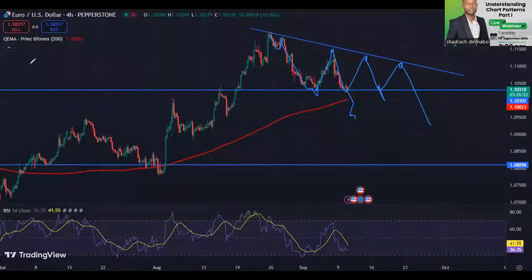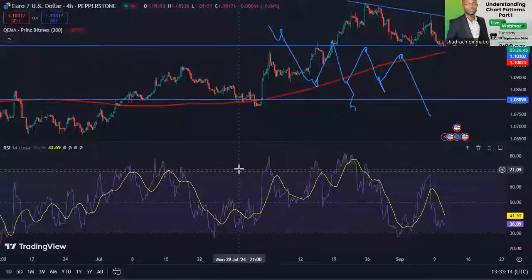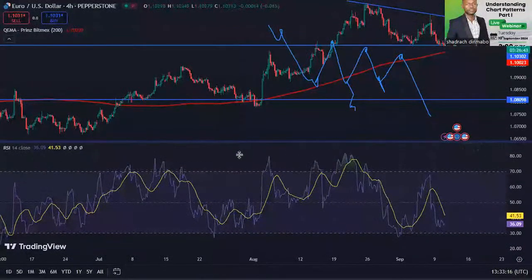So let's just see if we can find a nice one here. I just want to look at what it's called.